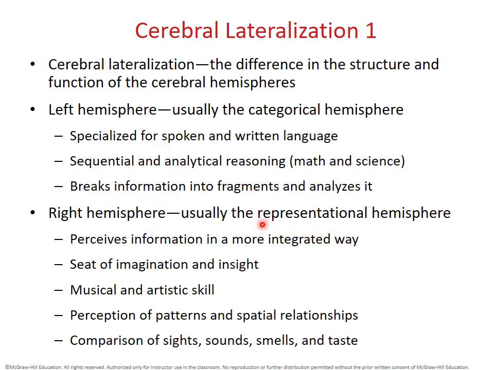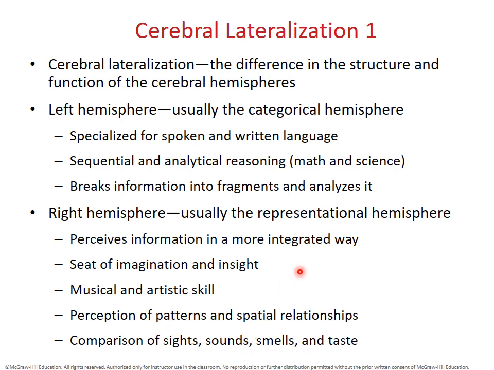The right hemisphere, on the other hand, tends to be what we call the representational hemisphere. And so instead of perceiving information in pieces that get put together in a reductionist sort of fashion, it tends to interpret or understand things in a more integrated, holistic way. And so higher cognitive functions like imagination and insight would be on the right side, whereas analysis is being done on the left side. Musical skill, artistic skill, athletic coordination, and creativity are located on the right side of the brain. The perception of patterns is located on the right side of the brain. And then comparisons between all your senses. Again, very holistic kinds of functions.